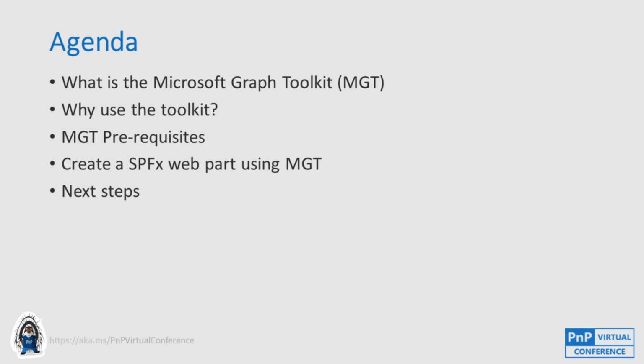Let's briefly review the agenda for today's session. We're going to begin with what is the Microsoft Graph Toolkit, or as you'll commonly hear us refer to it, MGT. We're going to discuss why to use the toolkit, and then we're going to review some MGT prerequisites. We'll also create a SharePoint Framework web part using the Microsoft Graph Toolkit, and then we'll talk about some next steps that we can all take together to take advantage of additional features of the MGT.